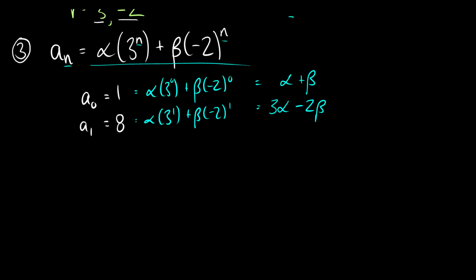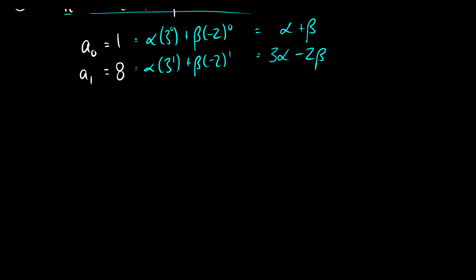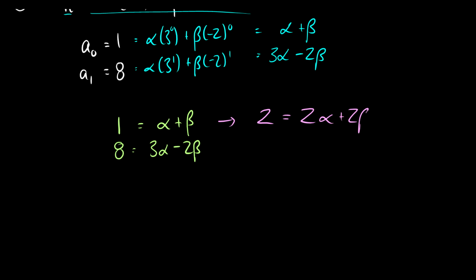So I'm going to write this a little bit more compact here. 1 is equal to alpha plus beta. 8 is equal to 3 alpha minus 2 beta. Okay, so we want to add the first equation twice. So we'll do this step by step. So we multiply the first equation by 2. So 2 is equal to 2 alpha plus 2 beta.